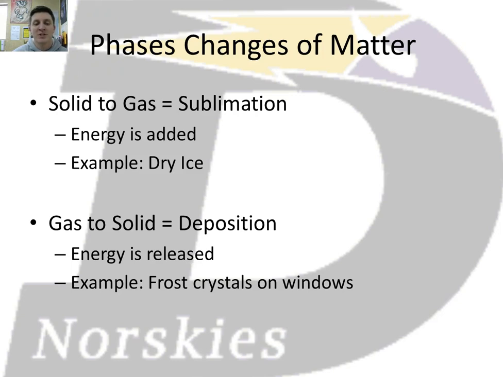The opposite way, where energy is released and you're going from a gas to a solid, is called deposition. An example would be frost crystals on a window. This happens in houses when it's cold outside, like a winter day in Wisconsin, and there's a lot of moisture and water vapor in the air. It hits the cold surface of the window and immediately goes to a solid, freezing right away. That's called deposition. So those are the phase changes.